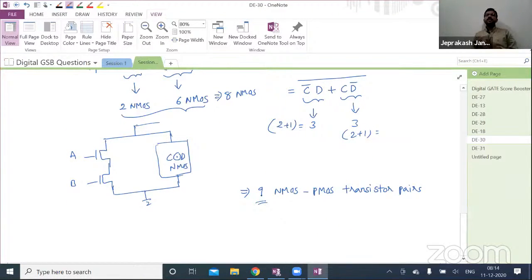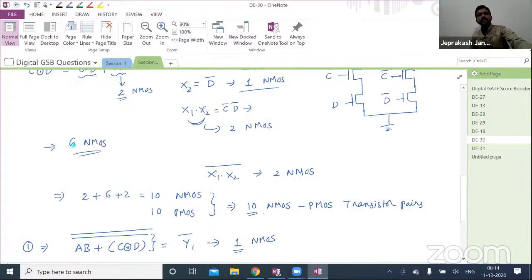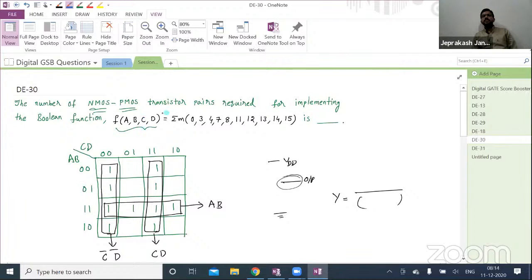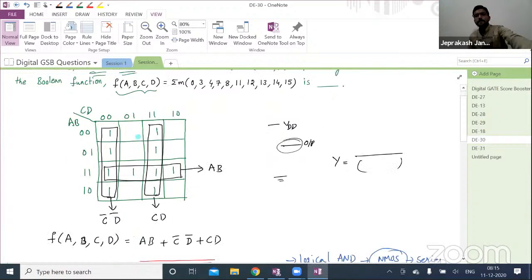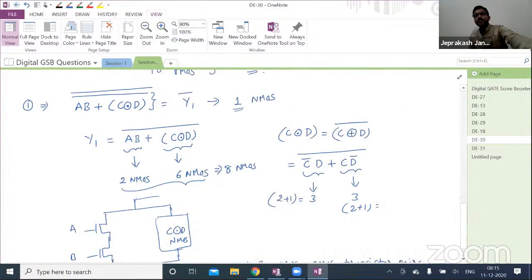Whatever the least value is, that will be the answer, because the question is the number of NMOS PMOS transistor pairs required. So always they will ask for the minimum number only. If you want more clarity, you can mention the minimum number. Otherwise, always specify the answer as the minimum number. Regarding the minimum number, the answer is 9. I hope it is clear for everyone.